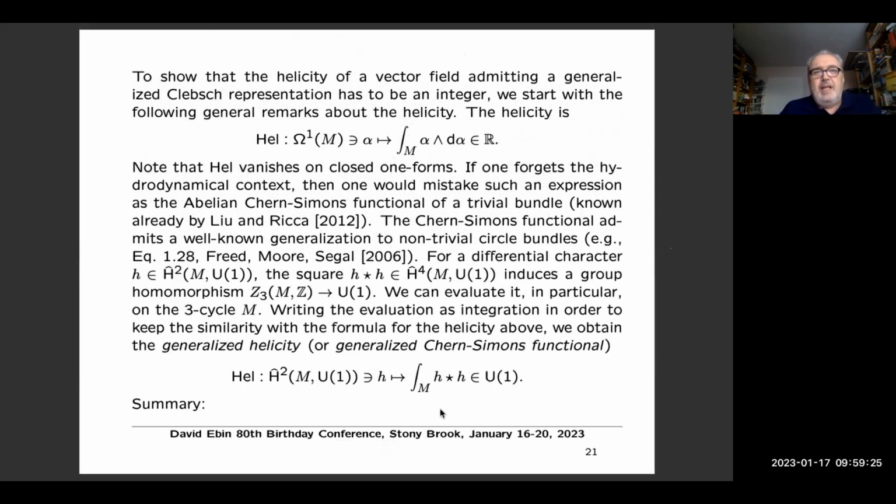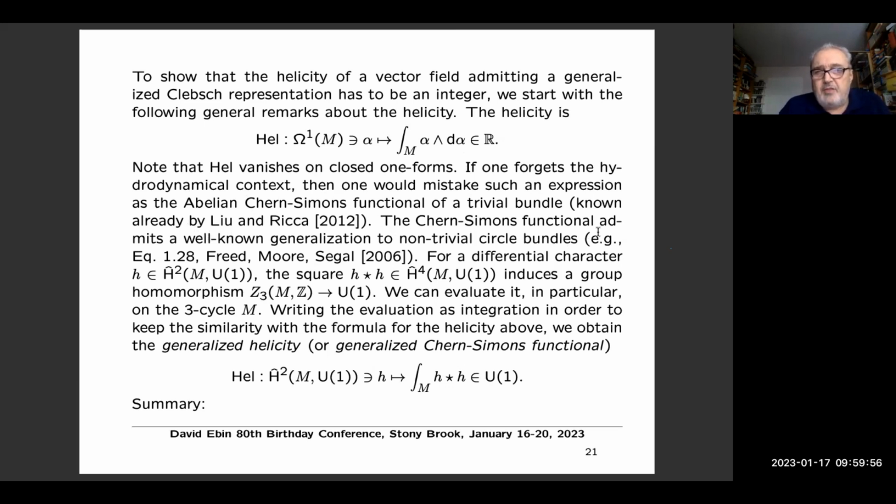Now, what do I do with helicity? So what is helicity or Hopf invariant? It has to do with one-forms. And you take the one-form alpha wedge d alpha on a three-manifold. Now, those of you who have done mathematical physics, and I know several of you in the audience, if you forget that I'm talking about hydrodynamics, you would say, wait a moment, you're doing abelian Chern-Simons theory. Yes, I am. And this was already observed by Liu and Rica.